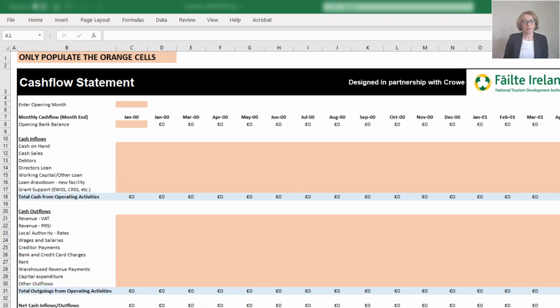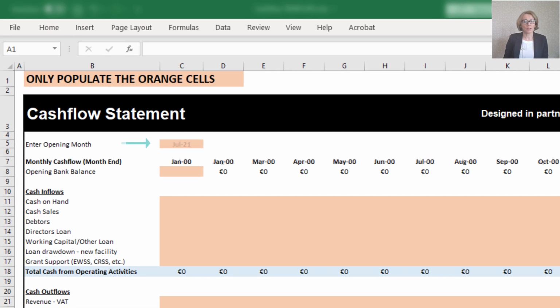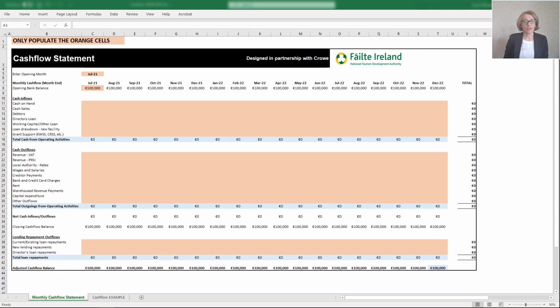The monthly cash flow statement starts with the opening month. Then enter the opening cash balance. Within the cash inflow section, enter all projected cash going into the business within the specific months. Some of these will be estimated or projected, for example, debtors. However, as much as possible, accurately project all of your inflows, as this will help you manage your cash flow.